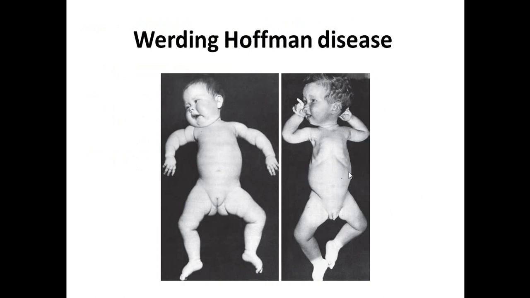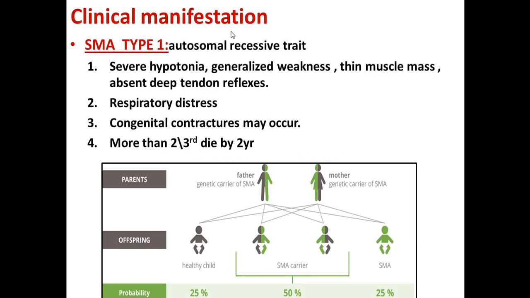As you see here, the chest is a funnel chest, there is weakness, the position is abnormal, and thin muscles. The clinical manifestation, as we said, it is autosomal recessive. Here there is severe hypotonia, generalized weakness, thin muscle mass, and the tendon reflexes are absent. There is respiratory distress because of involvement of the respiratory muscles, the intercostal and subcostal muscles, and even the sternocleidomastoid is affected, and there is congenital contracture.